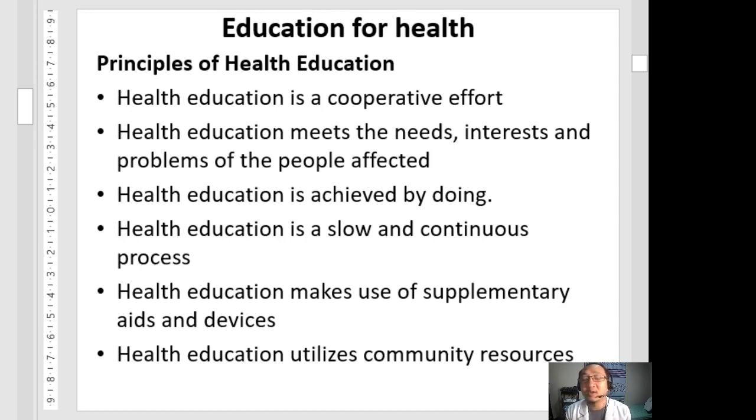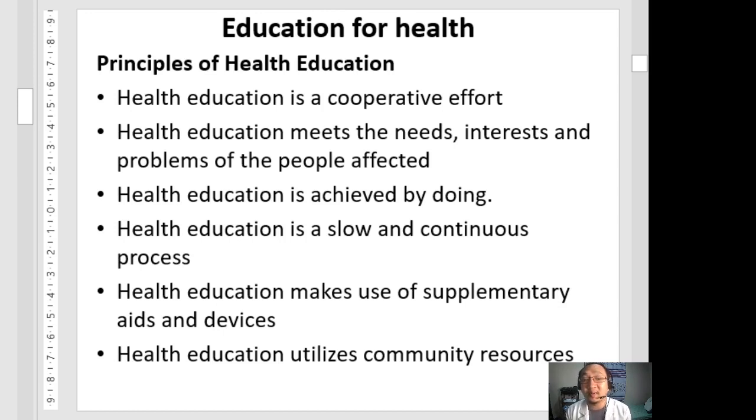Okay? Health education is a slow and continuous process. So as I mentioned earlier, this does not happen overnight. Okay, it's progressive in nature, especially to your clients. As an educator, you have to be patient, and also as a person who is adopting the change in behavior, you must also be patient with yourself, okay? Because it is not a speedy process. It's a slow or gradual, a continuous, a progressive one, okay?